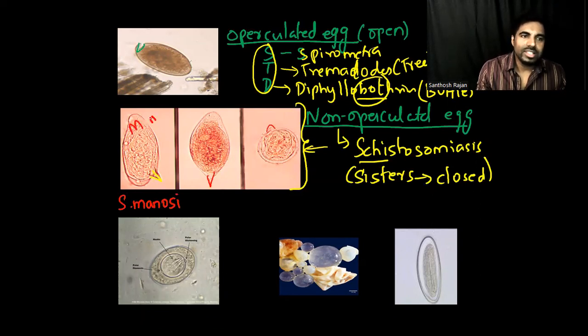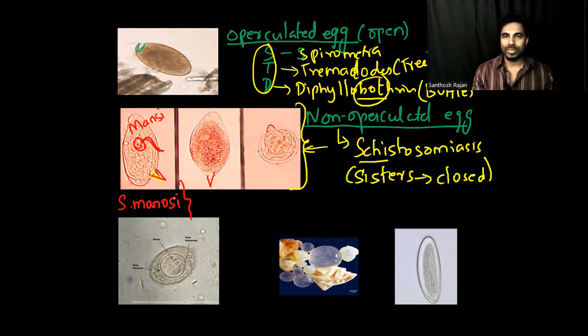How to remember it? Mansi. Mansi is a beautiful lady, a beautiful girl, Mansi. She has hair on the side like this. She's fashionable. So lateral spine, remember, like Mansi's lateral spine. Mansi's lateral spine, so it's Schistosoma mansoni. They can ask this question.